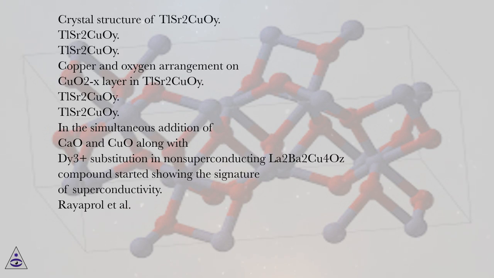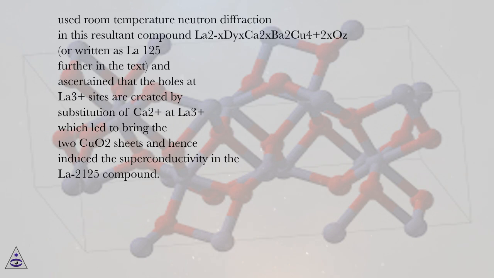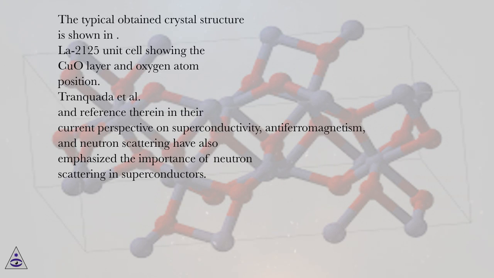With the simultaneous addition of CaO and CuO along with trivalent substitution, non-superconducting La2Ba2 compounds started showing the signature of superconductivity. Rayaprol et al. used room temperature neutron diffraction on the resultant compound, La2-xDyxCa2xBa2-x... written as La 2125 further in the text, and ascertained that the holes at La3+ sites are created by substitution of Ca2+ at La3+, which led to bringing the two CuO2 sheets closer and hence induced superconductivity in the La 2125 compound. The typical crystal structure obtained is shown in the La 2125 unit cell, showing the CuO layer and oxygen atom positions.